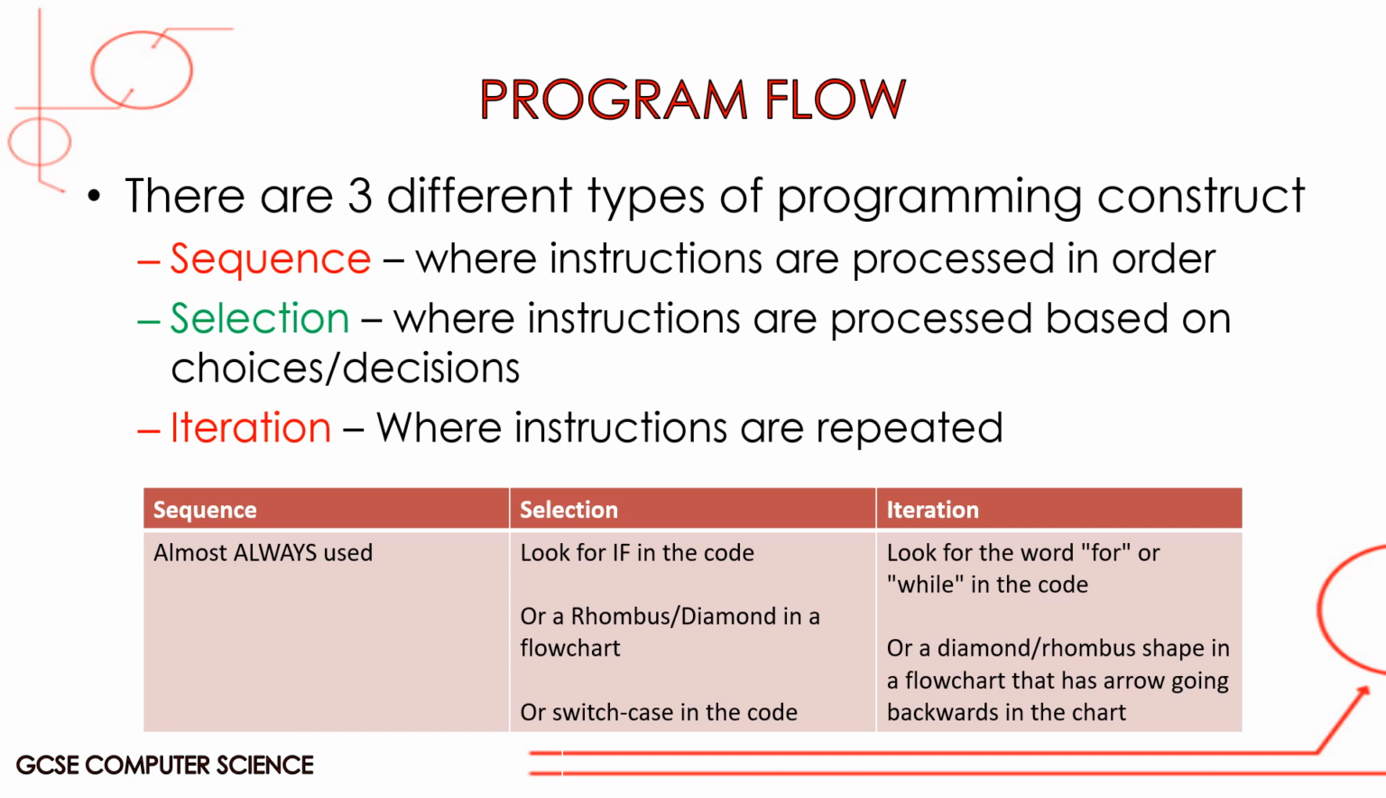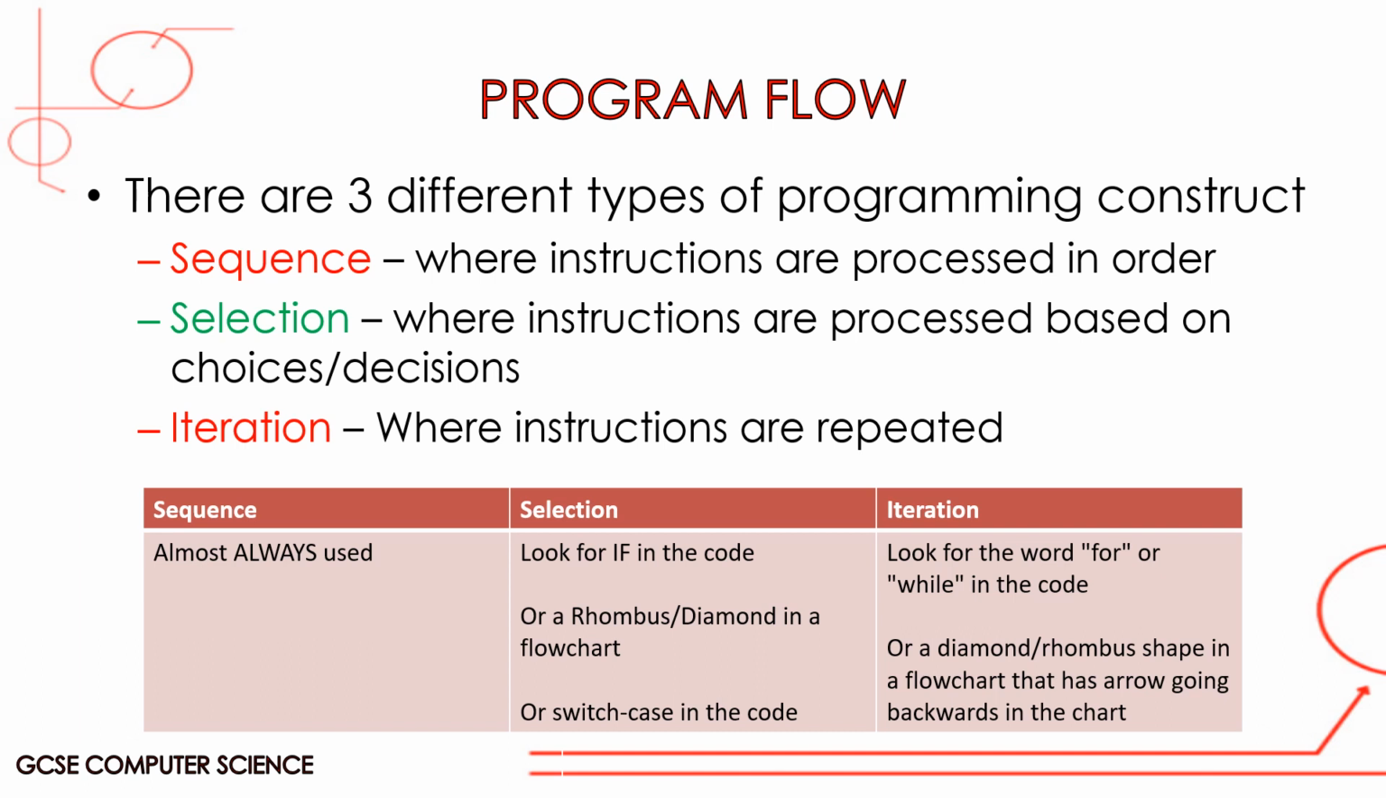Now these can be identified in code, and it's a very common exam question to know which type is used in the code. Now sequence is almost always used, so unless there's a very, very special reason why, sequence will take place at some point, even if it's just instruction 1 and then 2. Selection, look for the word if in the code, or if it's in a flowchart, it will be a diamond or a rhombus shape. Sometimes they might try and catch you out with something called a switch case. Switch case is just a different method of selection.